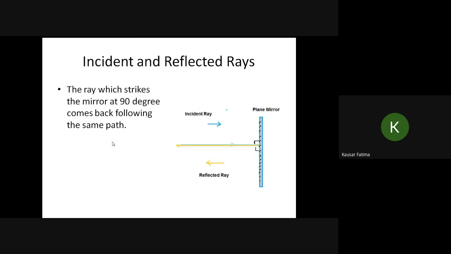And here again, the ray of light which strikes the mirror at 90 degrees comes back following the same path. See, the blue color here shows the light going towards the mirror. It is striking at an angle of 90 degrees with the surface. We can say that it is coming along the normal. In the same way, this ray reflects off following the same path.